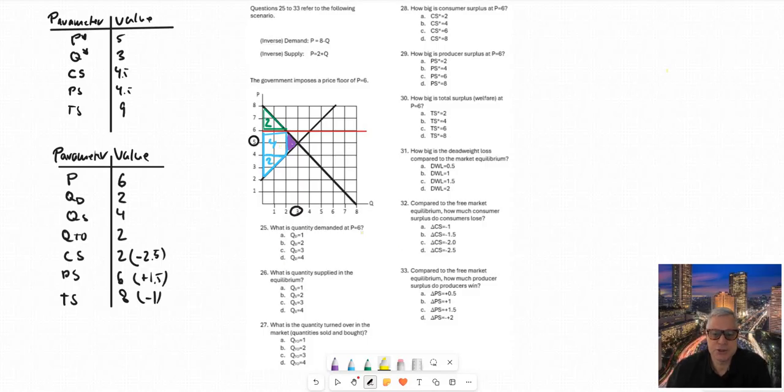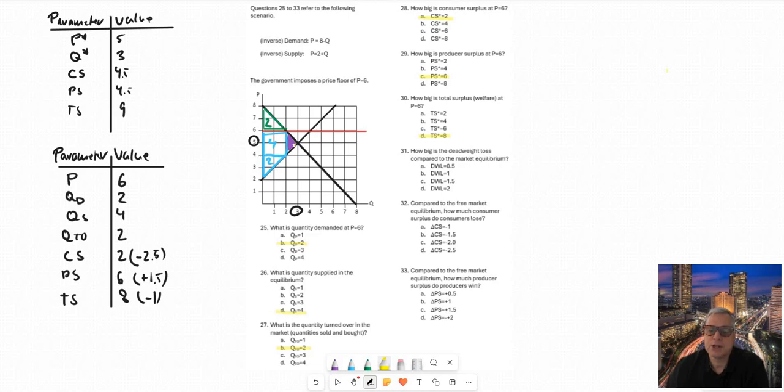And so now we can answer those questions. What is quantity demanded at a price of 6? We said, well, that's 2. And what is the quantity supplied? That was 4. What is the quantity turned over? Well, the quantity turned over is only 2. How big is the consumer surplus? We said consumer surplus is 2. How big is producer surplus? We said that is 6. How big is total surplus? So total welfare is now 8.